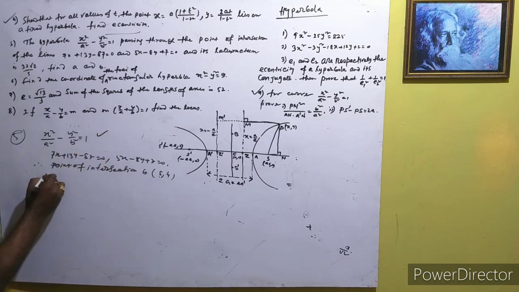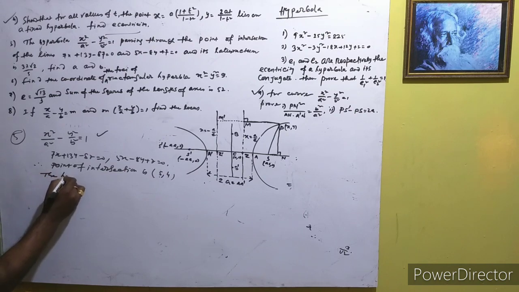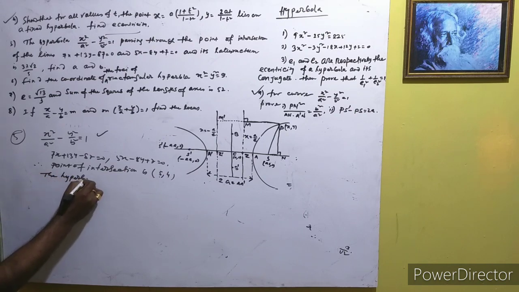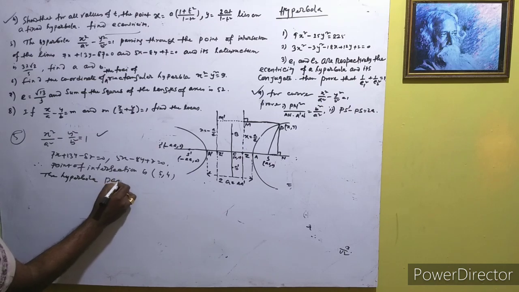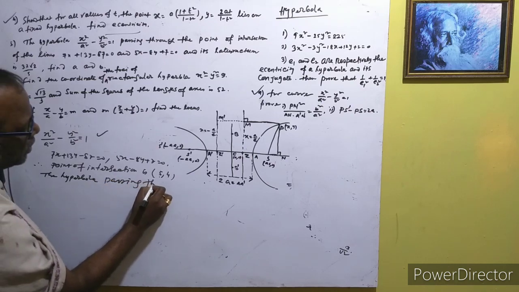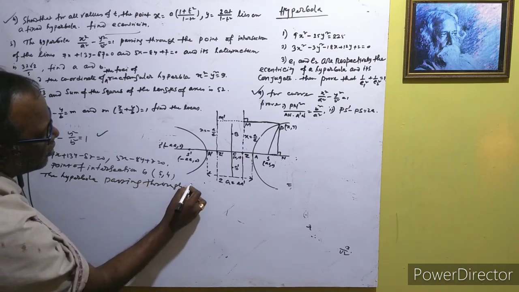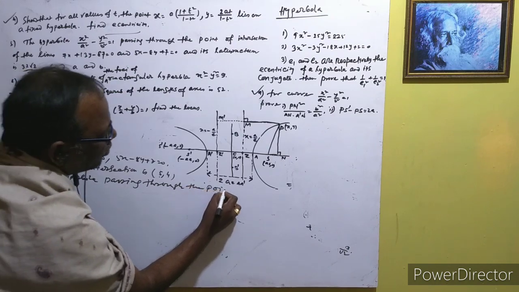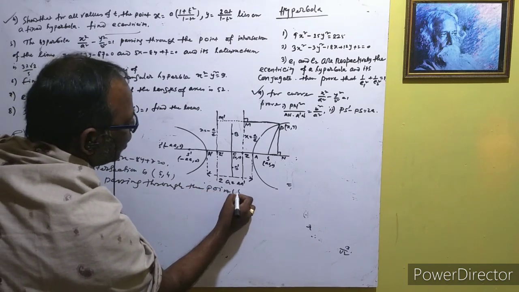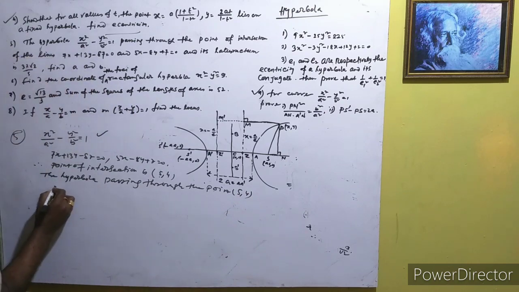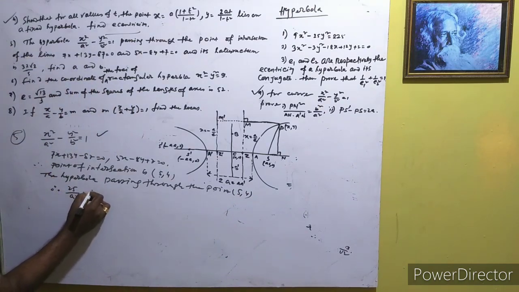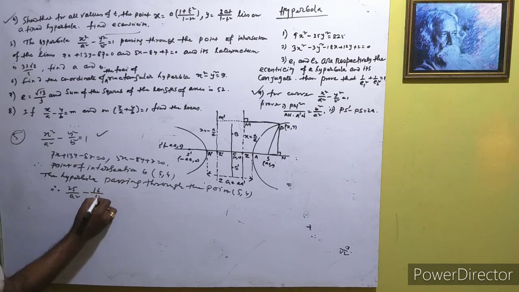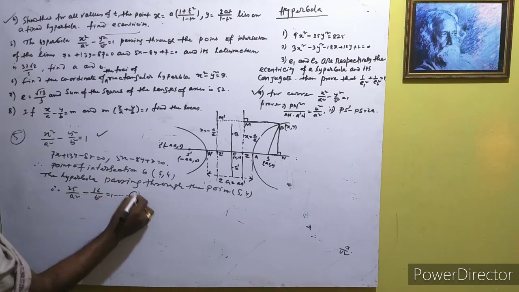Therefore, 25 by a square minus 16 by b square equal to 1. This is one condition.